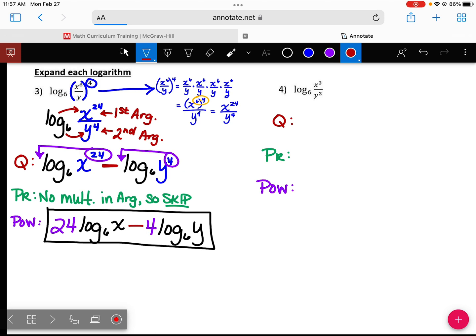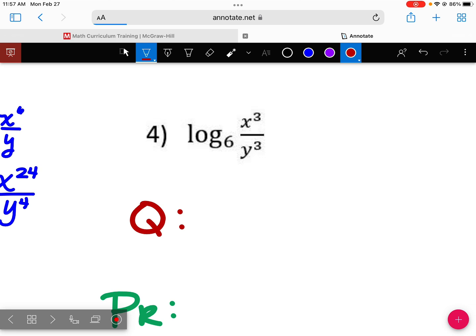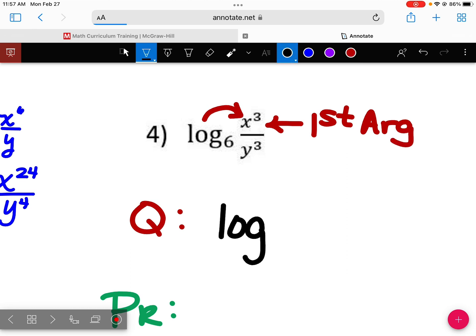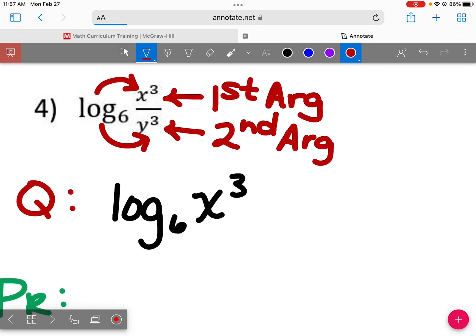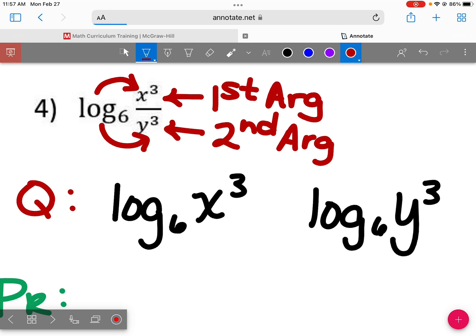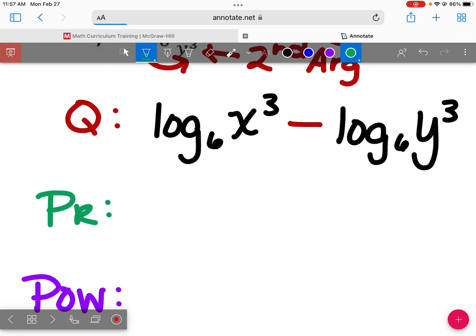Do I need the quotient property on number 4? Yes. Why? Because there's division. So it's log base 6 of whatever's on top. There's my first argument. So log base 6 of x cubed. What's on the bottom is my second argument. Log base 6 of y cubed. What do I put in between the logs? Subtraction. Do I need the product step? No. Why not? No multiplication.